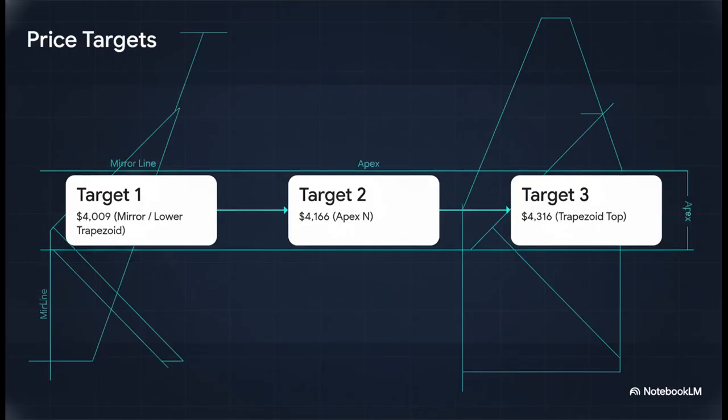The plan doesn't just stop at entries. It also outlines 3 potential price targets for the cycle to aim for. You've got target 1 at the mirror line, target 2 at apex N, and finally target 3, all the way up at the top of the trapezoid.